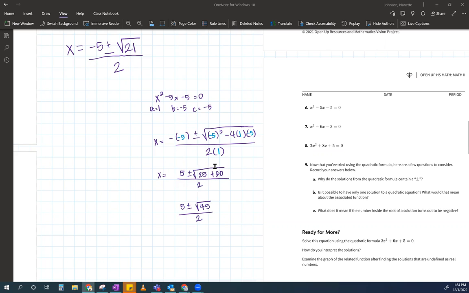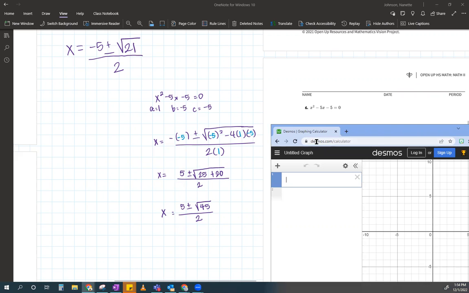Okay, that is really it. You're really done here. Yes, you can simplify your answer. But for now, I don't want to show you how to simplify just because that's not the point of the lesson. I really just want to get to, okay, how would we check our answer? So what we're going to do is come over here and plug this in. So x squared minus 5x minus 5, right?